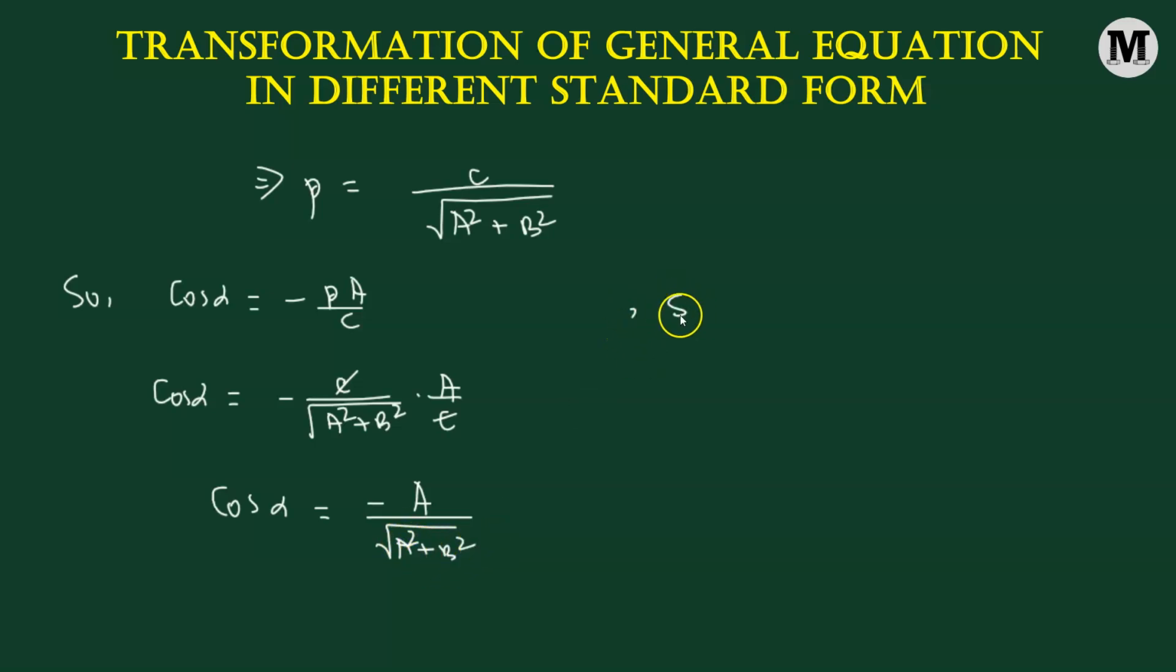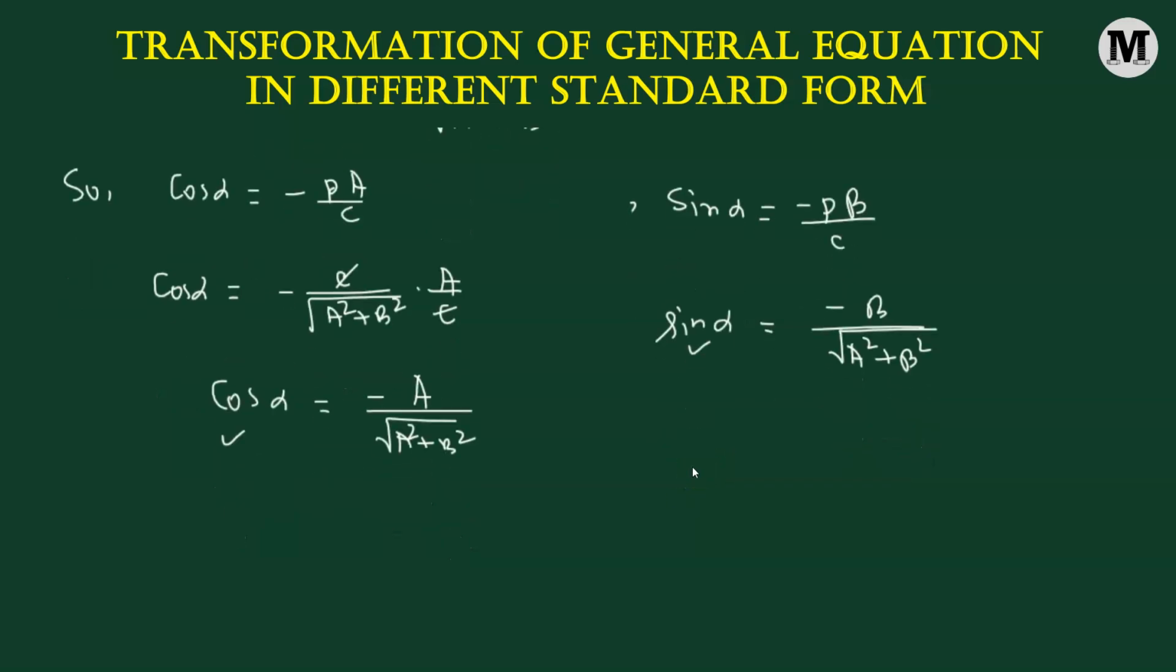Similarly, we can find out sine of angle alpha. So sine of angle alpha, we consider it to be equal to negative p b over c, which means that sine of alpha is going to come out as negative b over the square root of a squared plus b squared. So here what we have done, we have obtained a value of p, a value of cosine alpha, and a value of sine alpha.